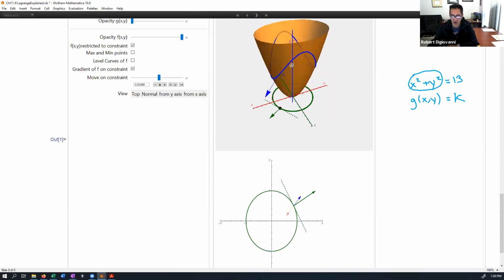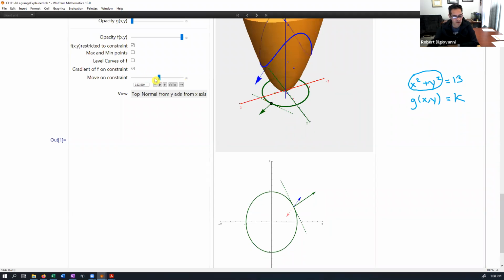Look what happens though when you get to the highest point on this curve. I may have passed it right there. When I get to the highest point on this curve, look at the gradient vectors. They're parallel. And that's not a coincidence. That is Lagrange's method. Lagrange is saying if you want to find the highest point on a curve, you just need to figure out where this gradient vector is parallel, a scalar multiple of this gradient vector.